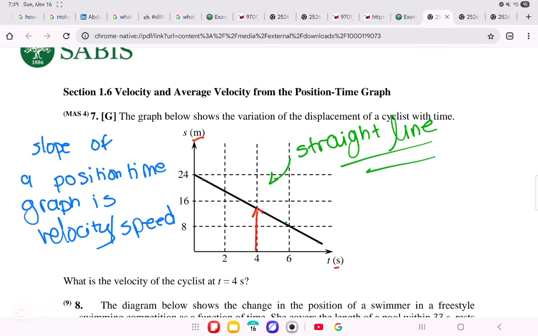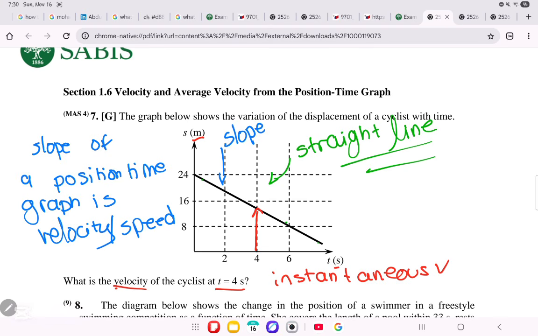Okay? So basically, I spent around 1 minute explaining random things just to come to the conclusion that if we want to find the velocity of the cyclist at a specific time t, what does this mean? This means they want the instantaneous velocity, right? They want the instantaneous velocity. That means we need to find the slope of this straight line.